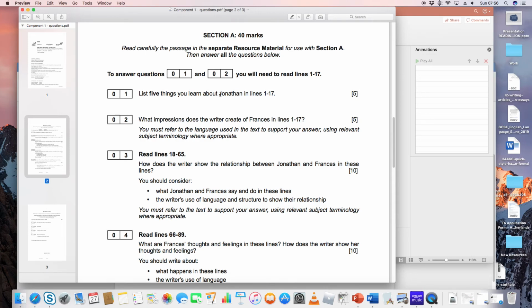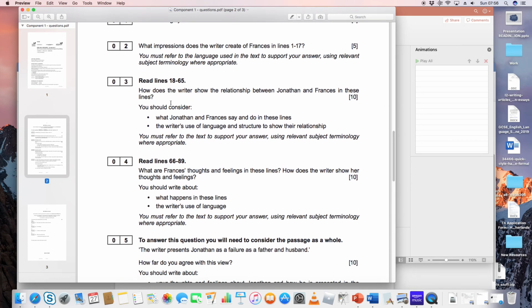So you've got list 5 things you learn about Jonathan. As we said before, that's very straightforward. What impressions does the writer create of Francis? Again, give your adjective to describe Francis and a quote to support it. Okay. How does the writer show the relationship? Again, what they say and do, use of language.